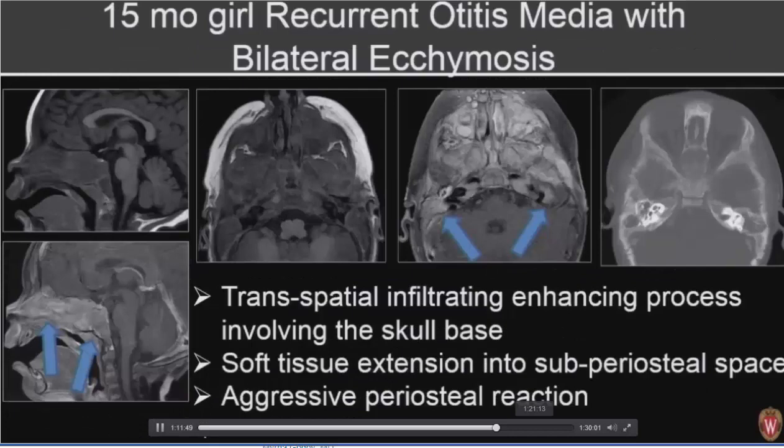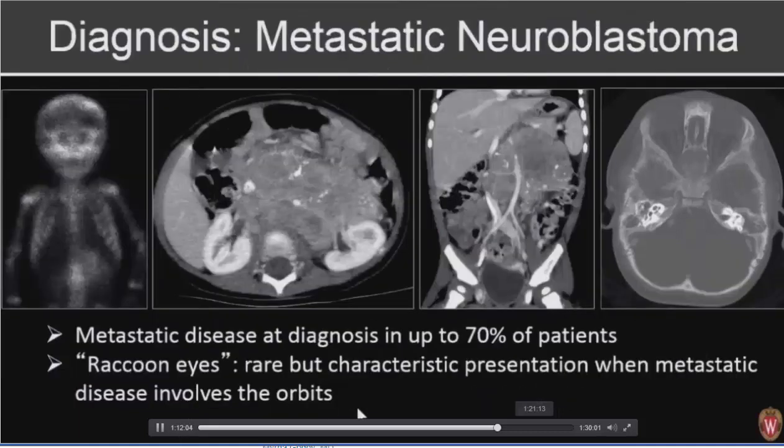So now let's go back to our index case. So this is a 15-month-old. We remember that has recurrent otitis media with bilateral ecchymosis. And so we can see that this patient's got this infiltrating transspatial process, aggressive periosteal reaction, and she was diagnosed with metastatic neuroblastoma. And so we can see this large soft tissue mass within the abdomen.